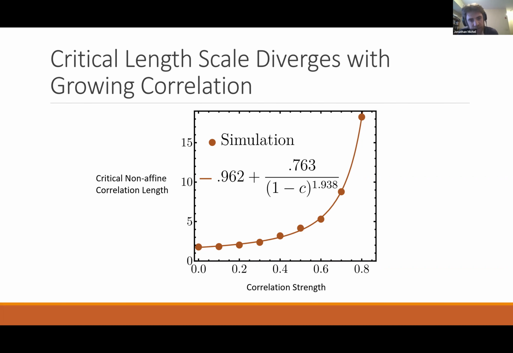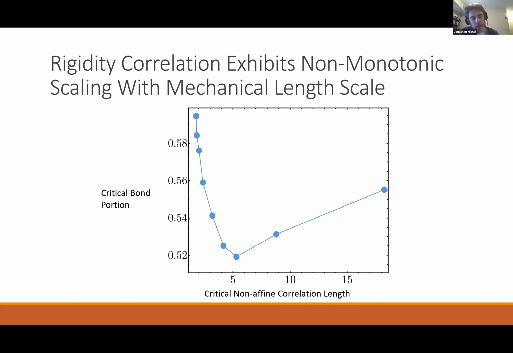I'm currently running additional simulations to see if I can get another decade here, but we already found this result to be quite striking. And what I thought was interesting was that if I plot the critical bond portion versus the critical non-affine correlation length, we see the same kind of reentrant scaling that we saw when we plotted the critical bond portion versus the correlation strength.